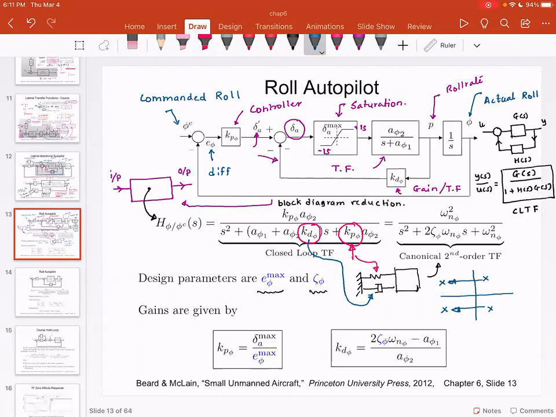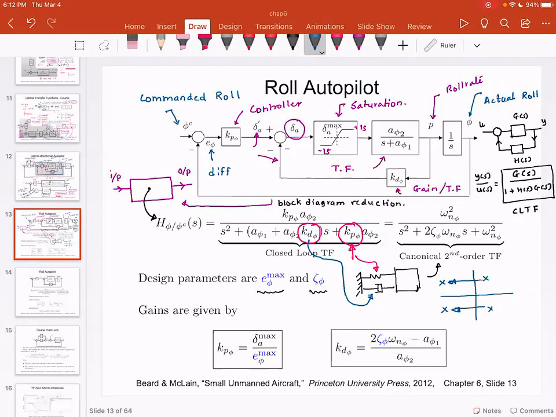So this approach is simple, wherein you have this roll autopilot block diagram. You reduce the block diagram, and what you have is the block diagram expressed in the form of a closed loop transfer function that resembles the closed loop transfer function of a spring mass damper system. And now by tuning the control parameters, which are KP and KD, KP is the control parameter on the spring, and KD is the control parameter on damping, you should be able to find the values that would make this system asymptotically stable.